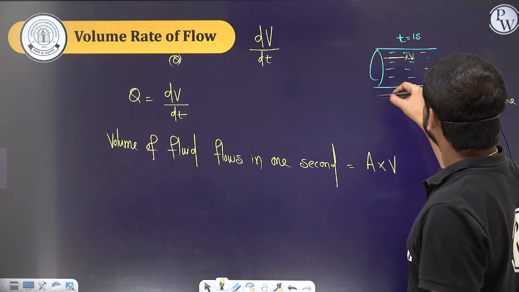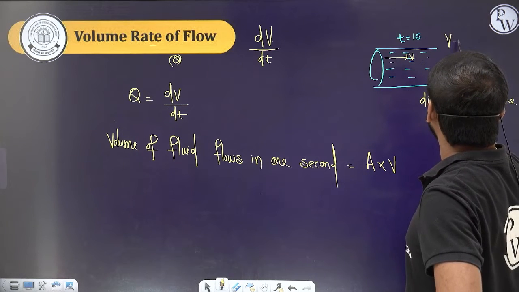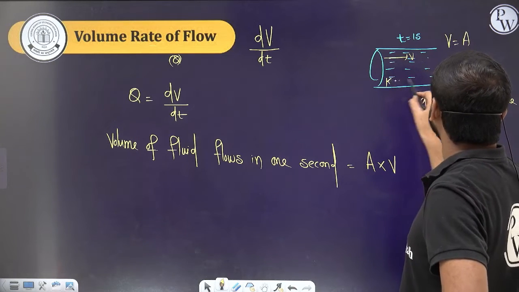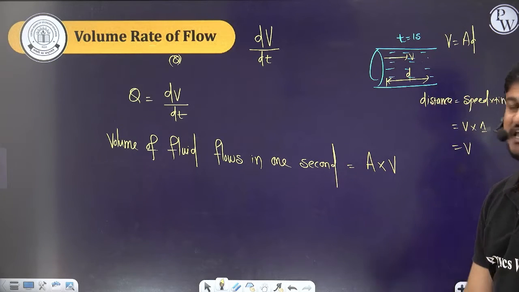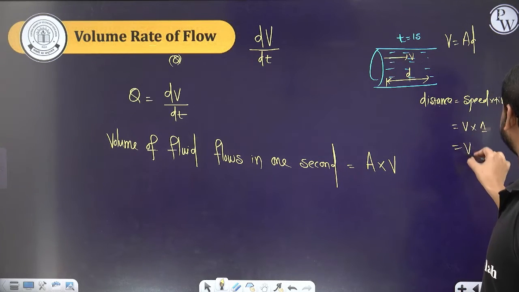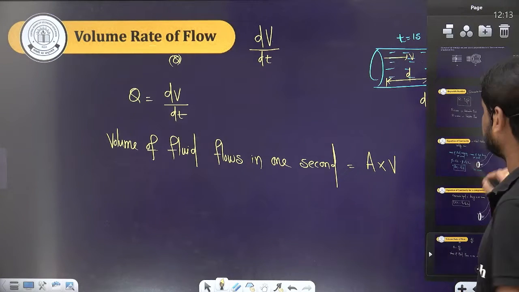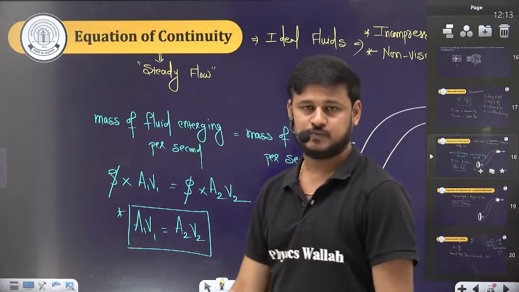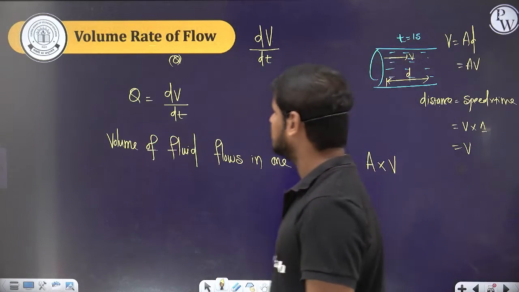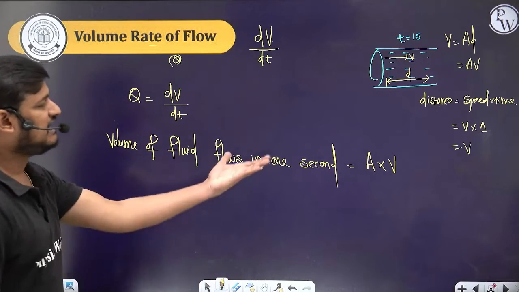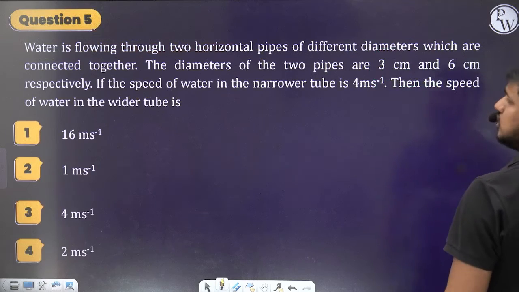So in 1 second, how much volume does it flow? The volume is equal to A into, let's suppose it covers a distance D in 1 second, which is nothing but A into D. In place of D, the distance, we can write the velocity V. That's what I wrote here and here also. So A1 V1 is equal to A2 V2. Understood, guys? Clear? So this is a concept. The volume rate of flow means AV. Good.